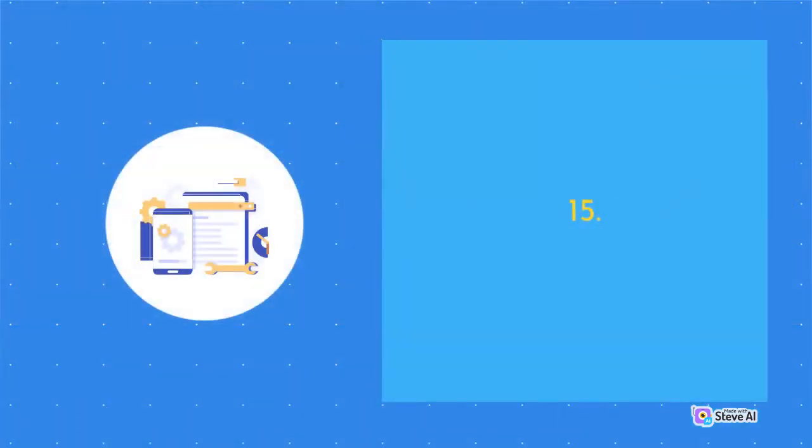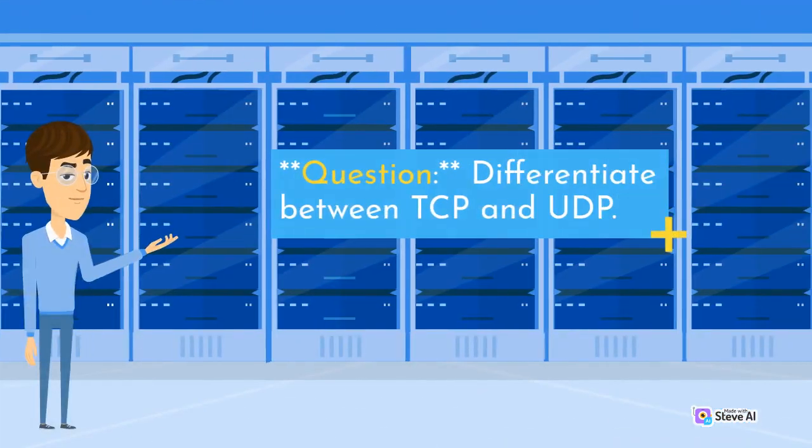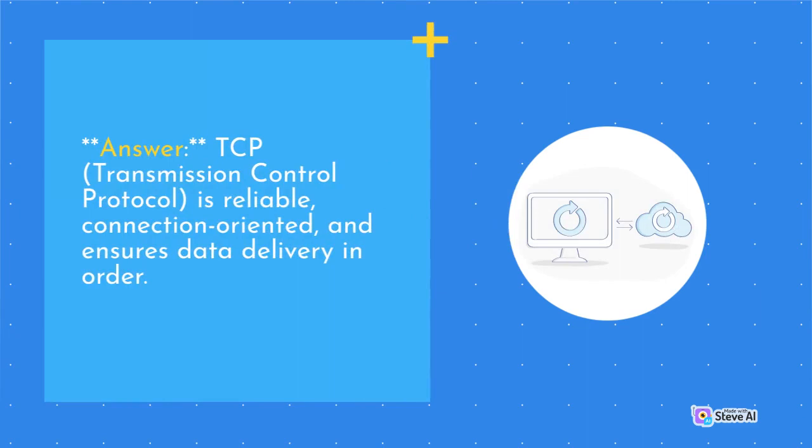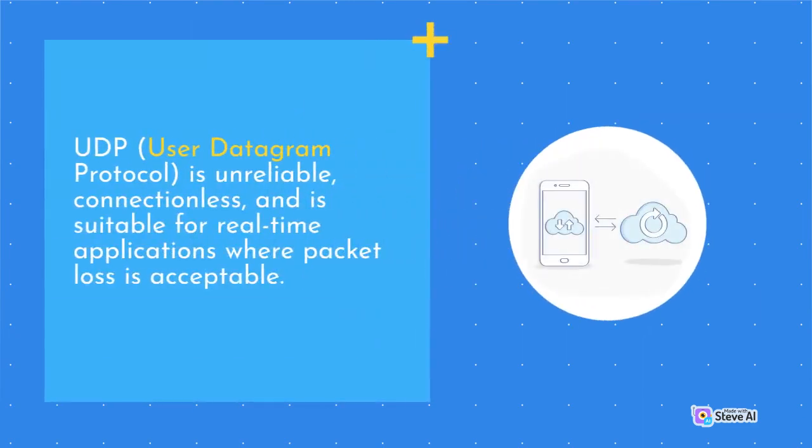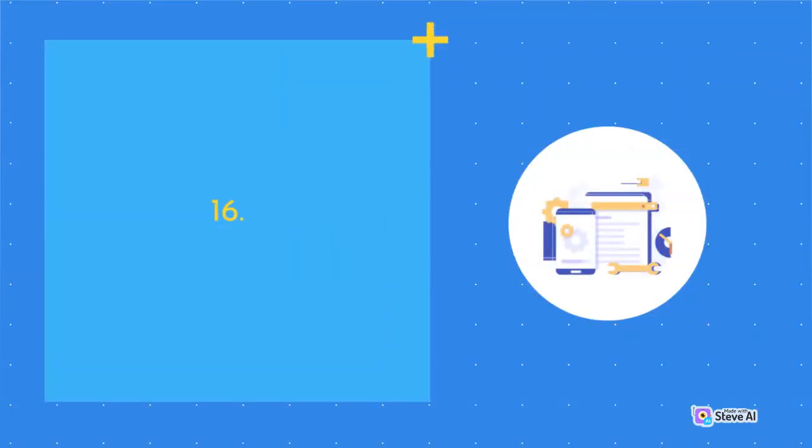15. Question: Differentiate between TCP and UDP. Answer: TCP, Transmission Control Protocol, is reliable, connection-oriented, and ensures data delivery in order. UDP, User Datagram Protocol, is unreliable, connectionless, and is suitable for real-time applications where packet loss is acceptable.